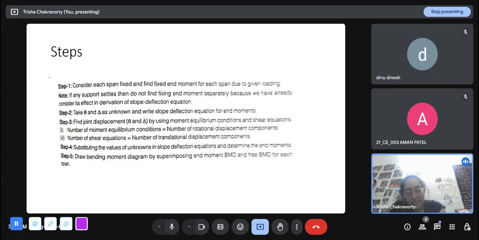Step 3 is we will find these unknown joint displacements theta and delta by using moment equilibrium conditions and shear equations. The number of moment equilibrium conditions is the number of rotational displacement components, and the number of shear equations is the number of translational displacement components. In step 4, now that we have the theta and delta, we are going to substitute the value of unknowns in slope deflection equations and determine the end moment.